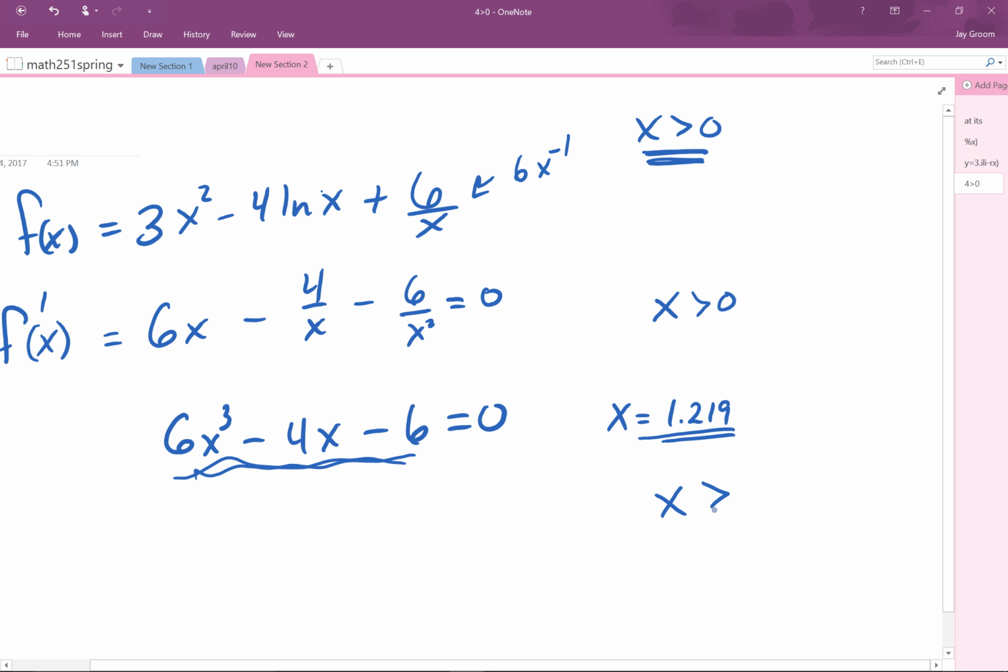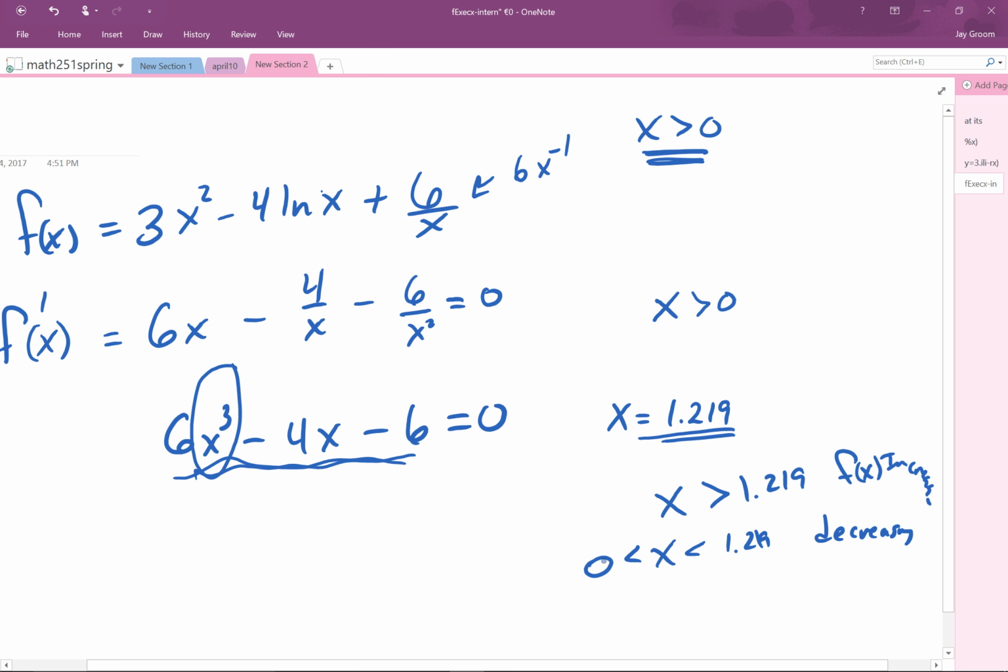So when x is bigger than that, I don't think it takes a rocket surgeon to see that if you plugged 1,000,000 into there, 1,000,000 cubed is positive, minus a little bit, it's still positive. So the function would be increasing. And when x is less than 1.219, it is decreasing. Now be careful. Again, from there it only goes as far as 0. Okay?